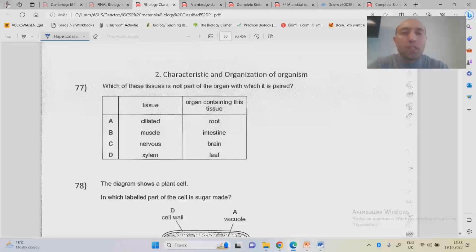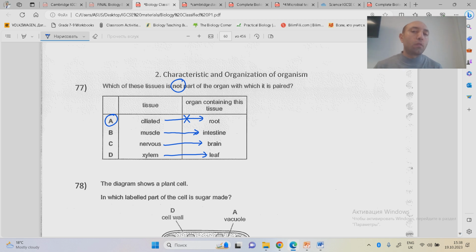Which of these tissues is not part of the organ with which it is paired? So ciliated cells belong to an animal's trachea, so they are not in the root. They are asking which is not correct. So answer is A. Muscle, yes, we can find muscle in the intestine because the intestine carries food by muscle. Nervous tissue makes brain, correct, and xylem is a part of the leaf, it's also correct. But again, ciliated cells belong to animals, but root is a plant organ.